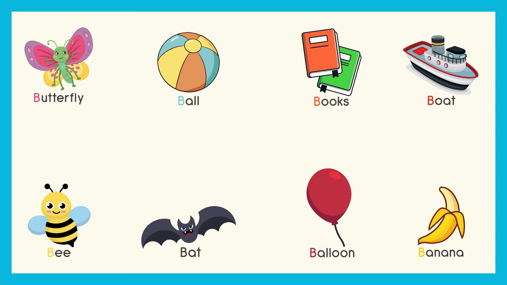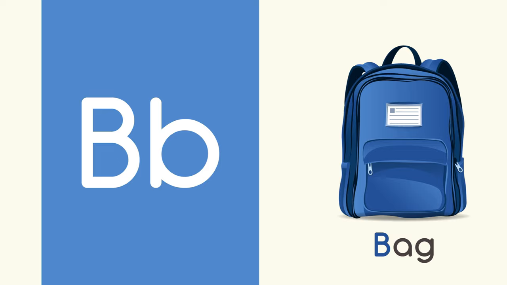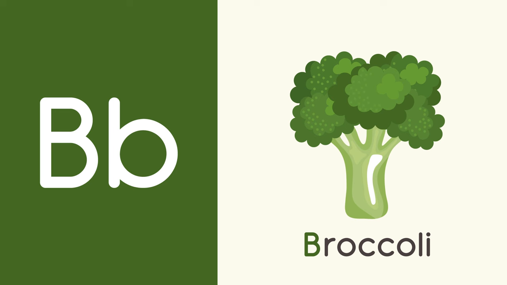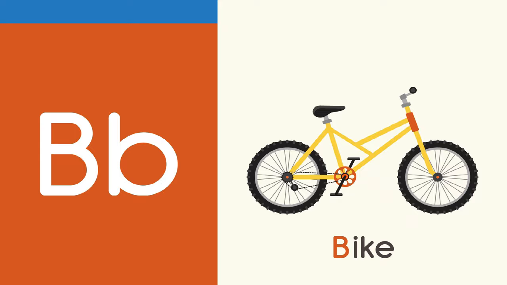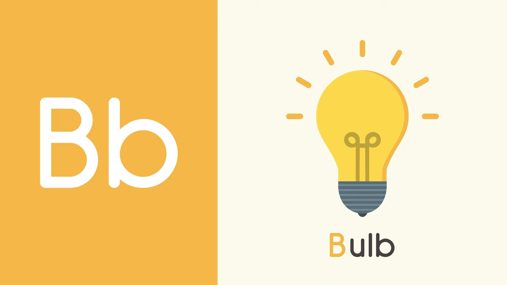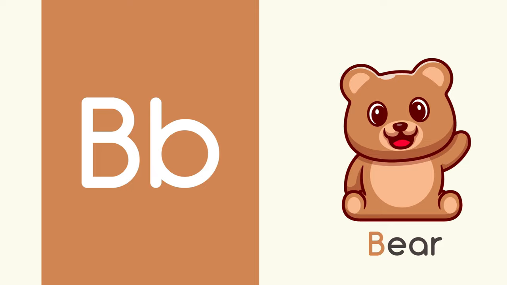B is for bag. B is for box. B is for broccoli. B is for bike. B is for ball. B is for bulb. B is for bear. B is for boy.